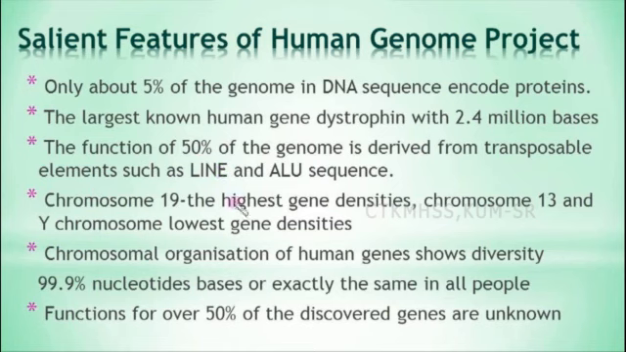Chromosome 19 is the chromosome with the highest gene density, and chromosome 13 and Y chromosome have the lowest gene densities. Chromosomal organization of human genes shows diversity. So how the chromosomes are arranged, that is the human genes, shows differences.